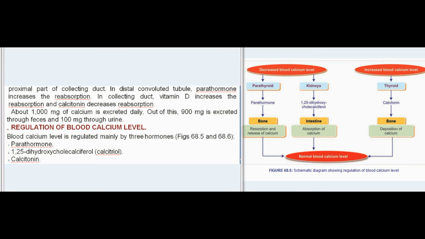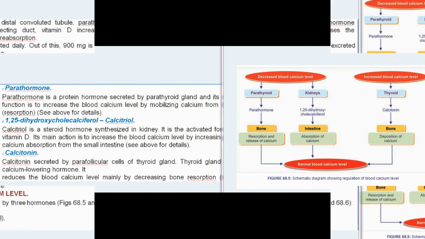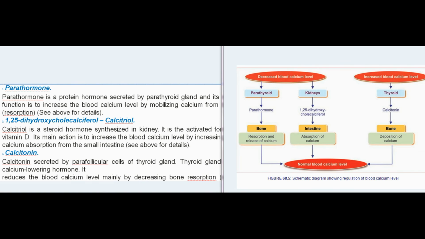Regulation of blood calcium level. Blood calcium level is regulated mainly by three hormones, Fig 68.5 and 68.6: Parathormone, 1,25-dihydroxycholecalciferol (calcitriol), and Calcitonin. Parathormone is a protein hormone secreted by parathyroid gland and its main function is to increase the blood calcium level by mobilizing calcium from bone, resorption, see above for details.